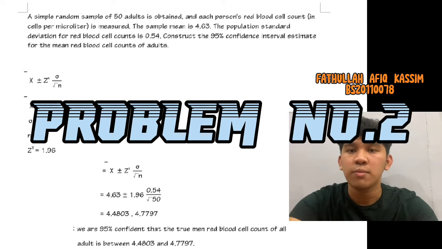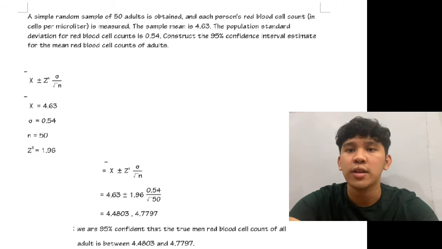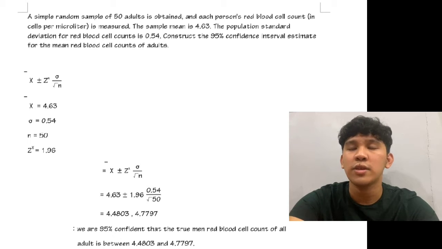So in this problem, we want to construct a 95% confidence interval for a true mean red blood cell count of adults. So that's what we want to do. The next step is our plan. In the plan step, I like to include the inference method as well as the conditions. So we will say we will use a one sample Z interval, and we can use this because the population standard deviation is known.